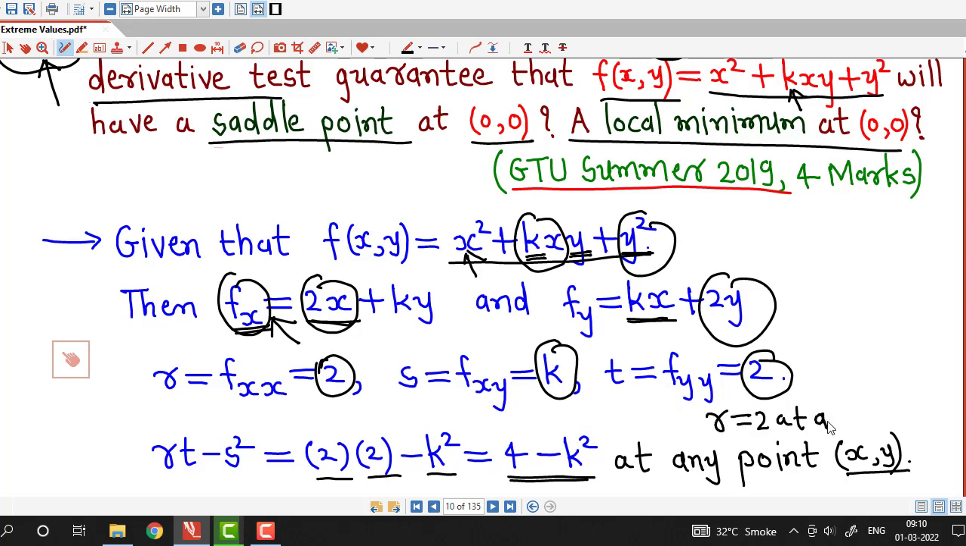Now we have to decide at which value of k the function has a saddle point at (0,0). So for that we decide rt minus s² at (0,0). rt minus s² is 4 minus k² at any point, therefore rt minus s² at (0,0) is also 4 minus k². Similarly, the value of r at (0,0) is also 2.